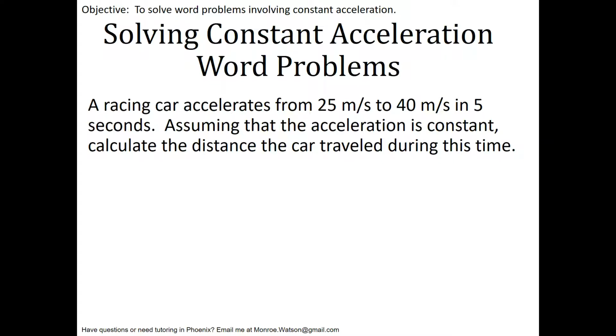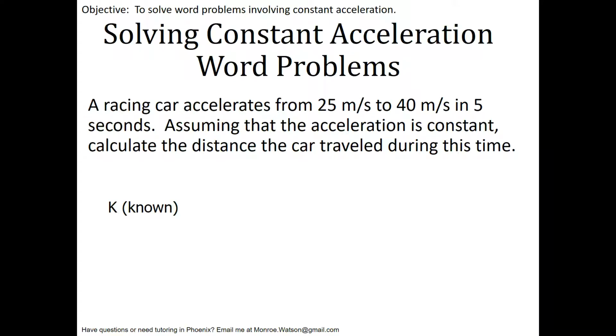Let's try another one here. So we've got a car that accelerates from 25 meters per second to 40 meters per second in 5 seconds. Assuming that the acceleration is constant, a key word, that means if I've got a constant acceleration, I can use those variables. I want to calculate the distance the car travels during this time.